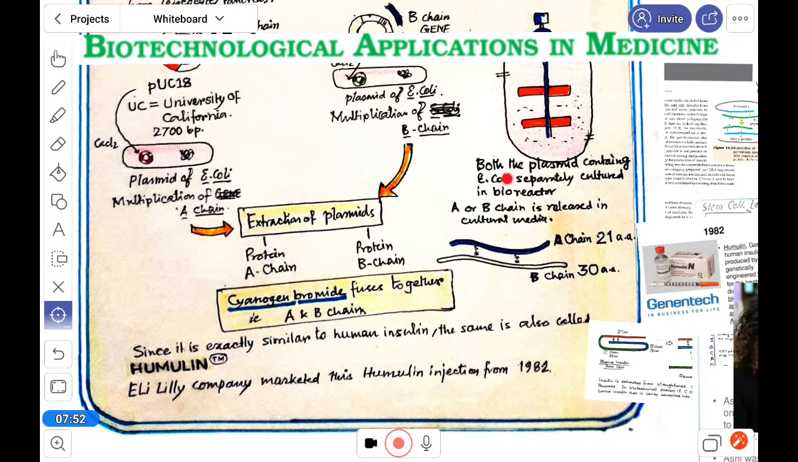Both the plasmid-containing E. coli are cultured separately in a bioreactor. You know that these were already discussed. Separately they are extracted, and after that combined, and in this way Humulin is produced. The Eli Lilly company also marketed Humulin injection in 1982. So this is the first approved biotechnology medicine in the world.